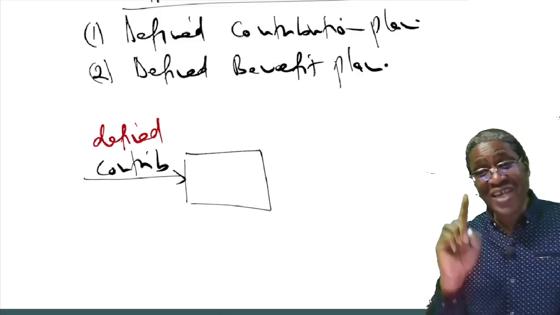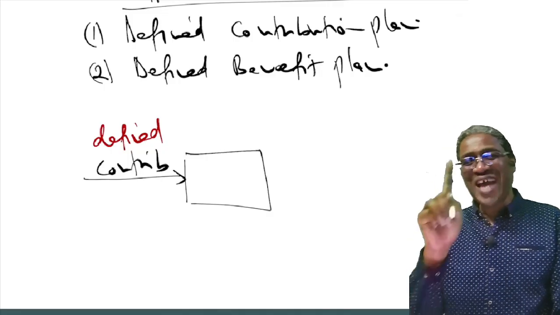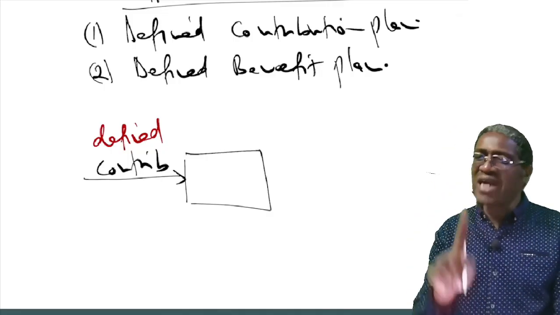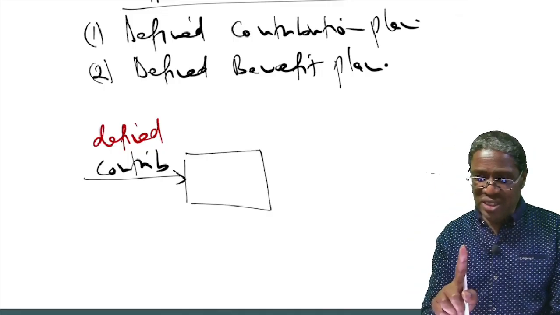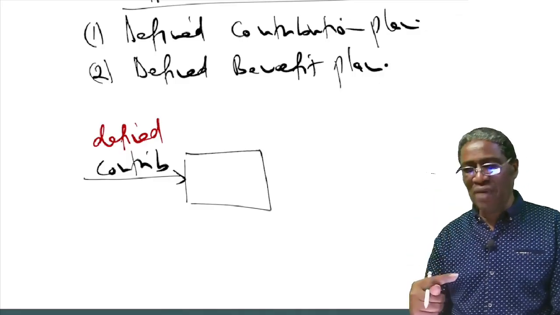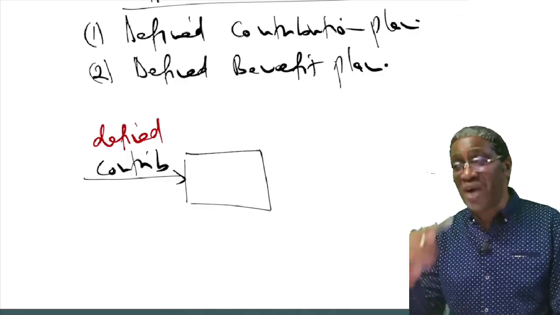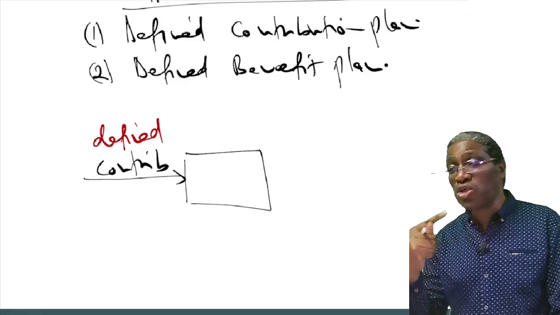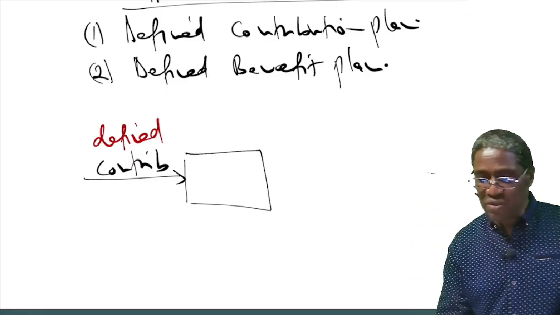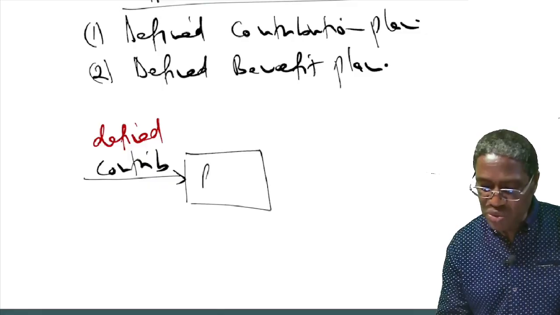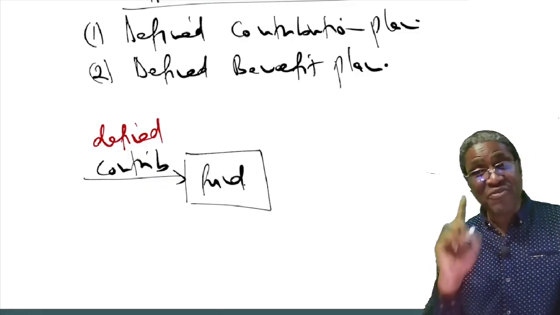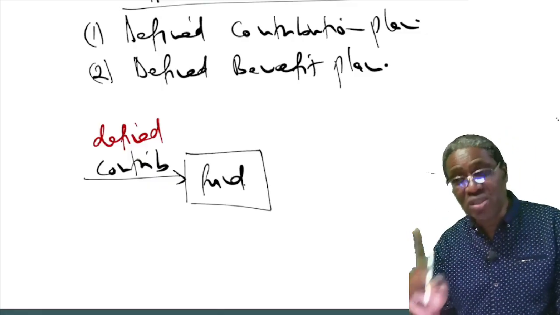In a defined contribution plan, the contributions are defined in the sense that you as an employer, you know in advance how much you should be contributing to this fund. The contributions, we are saying, they are defined. They are known in advance.